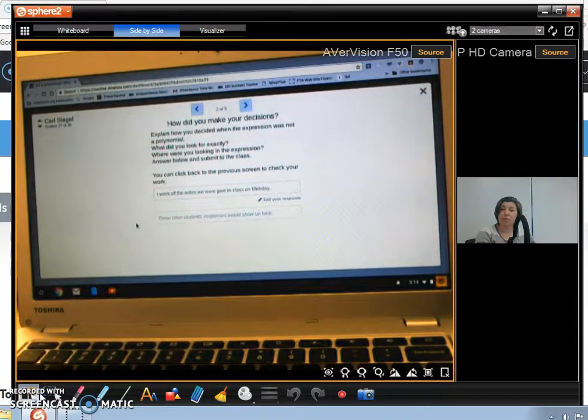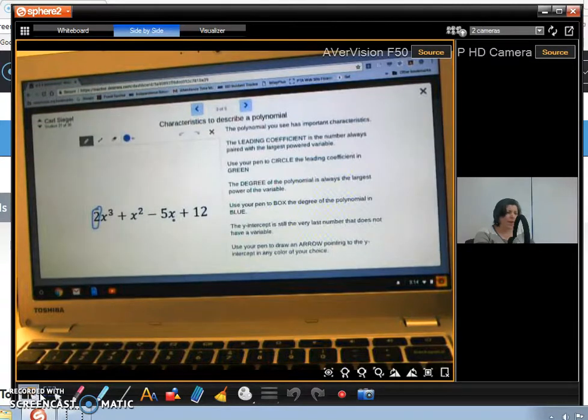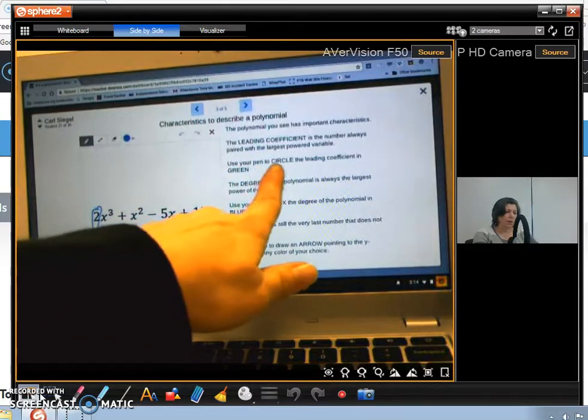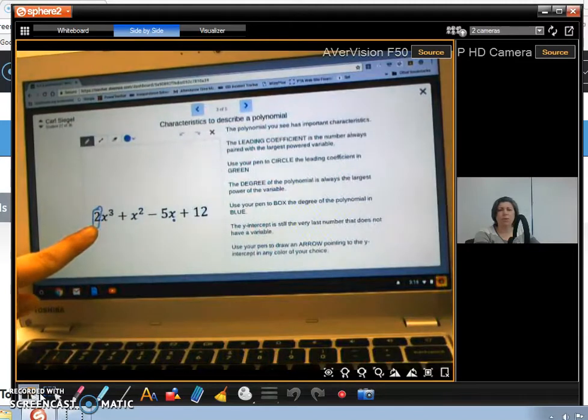But at least they were referencing that they know that they should have known something. So let's go back to Carl. He tried the next one, and I was asking them to utilize the pen. Use your pen to circle the leading coefficient in green. Well, they circled it in blue, but at least they circled it.